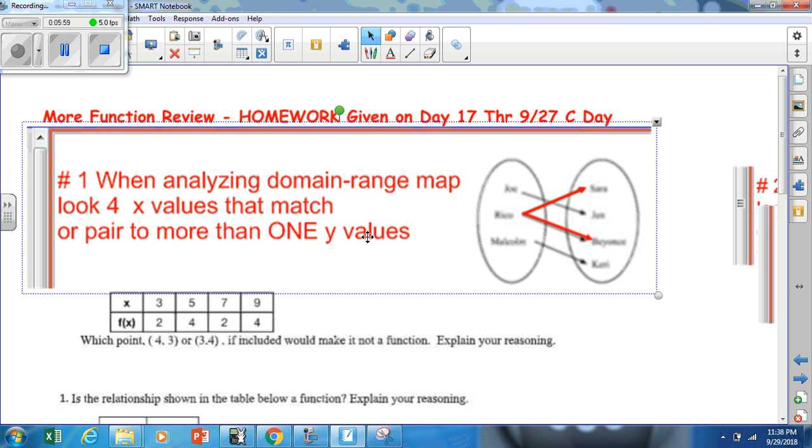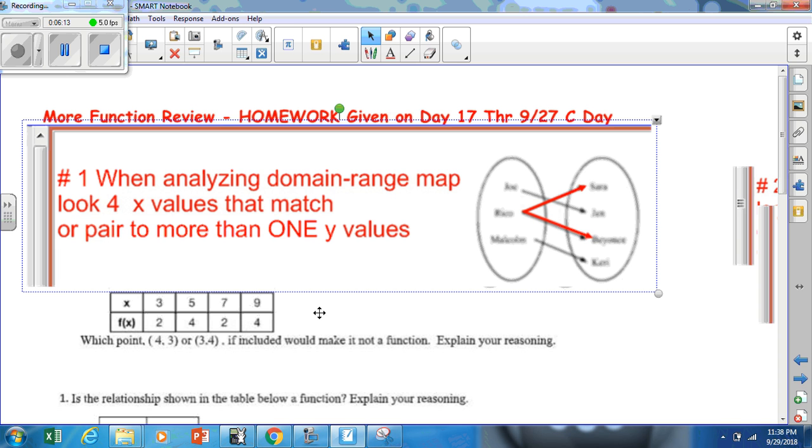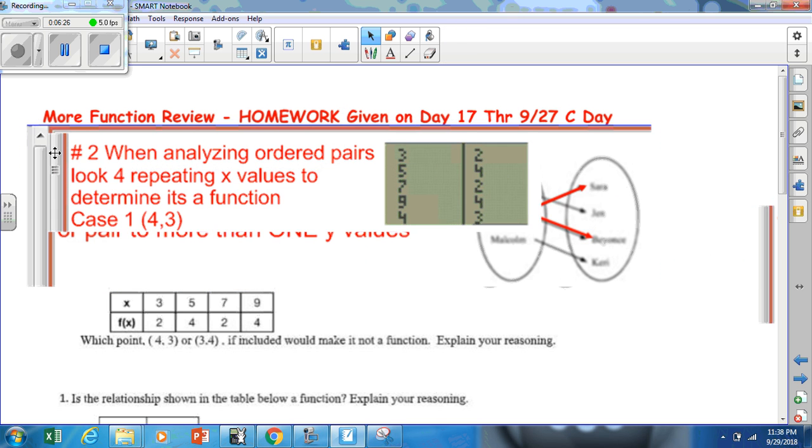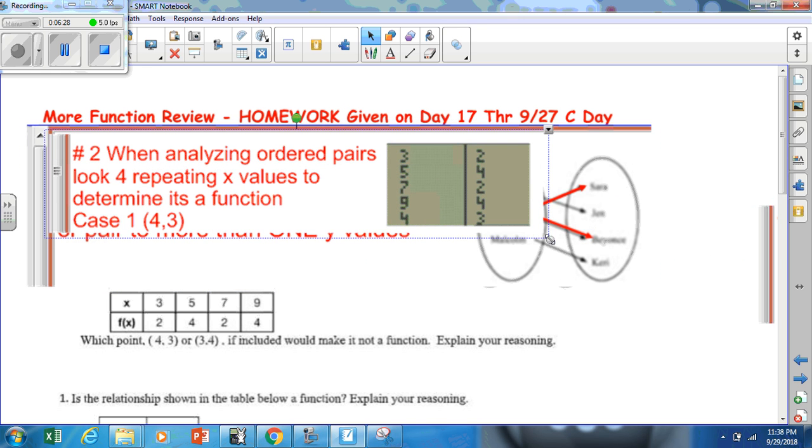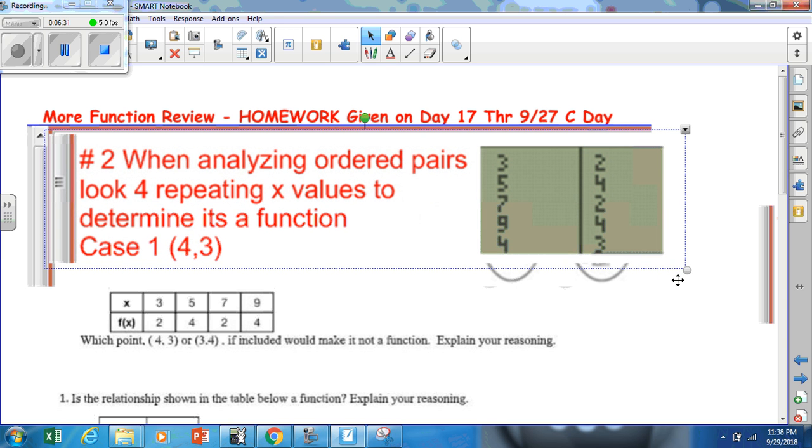Next question: which point, (4, 3) or (3, 4), if included, would make this table not a function? Explain your reasoning. We've looked at these problems as well. When analyzing ordered pairs, look for repeating x values to determine if it's a function. So let's look at case 1, (4, 3). Any repeating x values? No, I don't see any. This is a function.